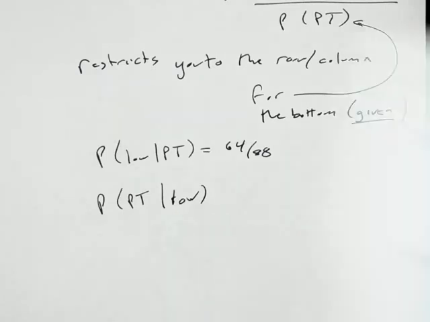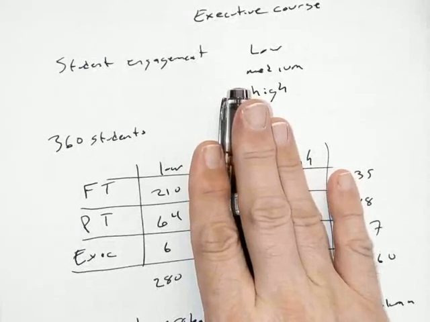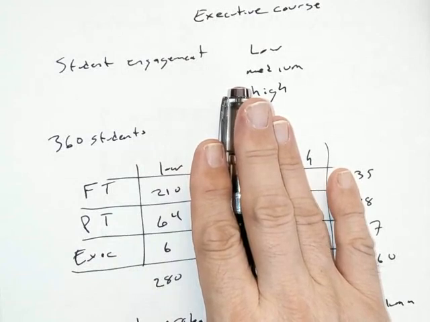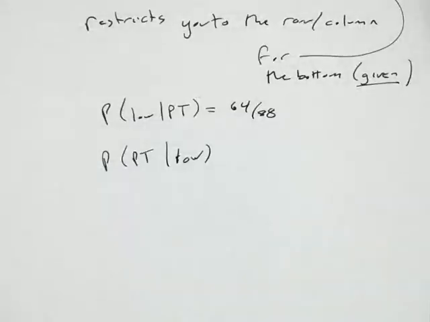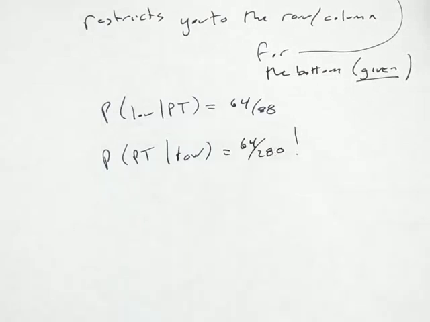This time, the given is the low, right? So instead of looking at this, I'm going to look at this. What's the chance if I tell you you're already low, you're restricted to the low column? What's the chance you're part-time? 64 out of 280 this time. So, by having a contingency table, I can do a lot more of these calculations a lot faster. And by the way, this allows me to check for independence very, very directly, doesn't it?